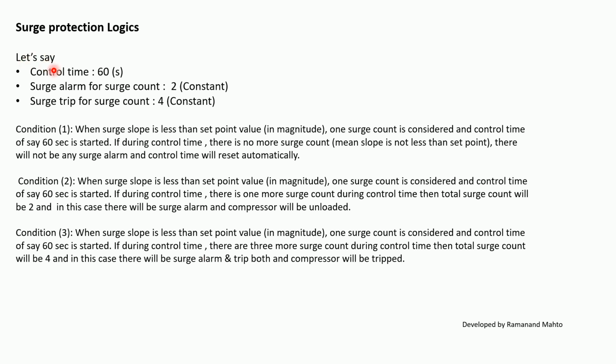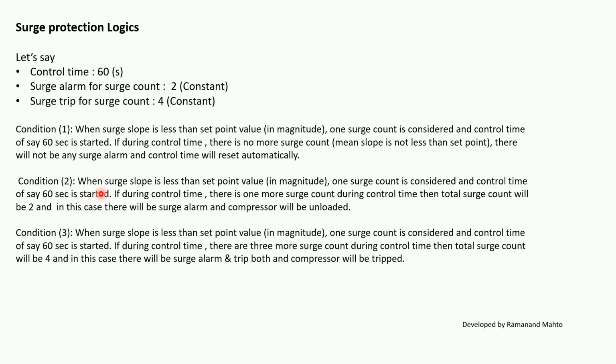Surge protection logic: let's say the control time is 60 seconds, the surge alarm for surge count is 2, and the surge trip for surge count is 4. Condition 1: when the surge slope is less than the set point value in magnitude, one surge count is considered and the control time of, let's say, 60 seconds is started. During the control time there is no more surge count, meaning the slope is not less than the set point. There will not be any surge alarm and the control time will reset automatically.